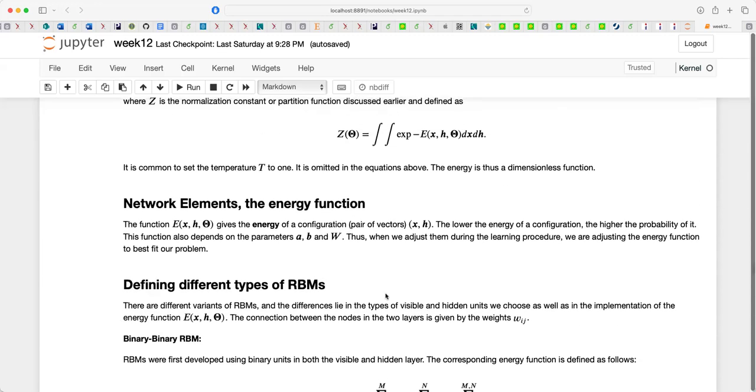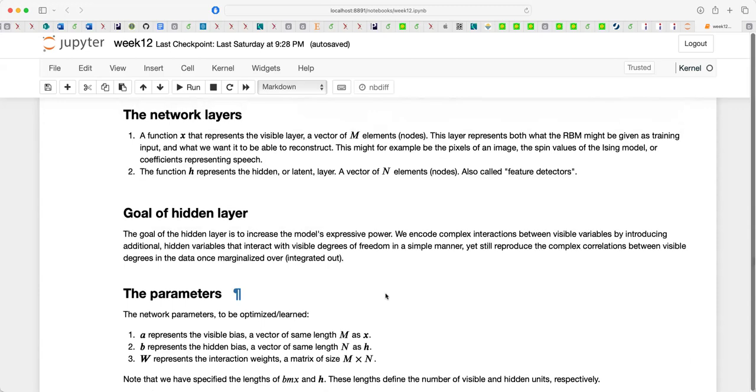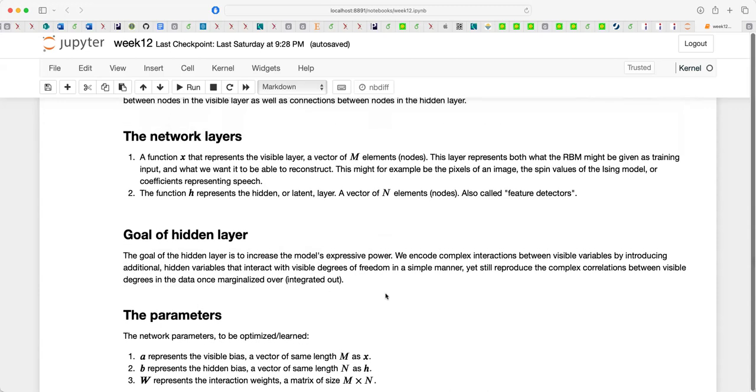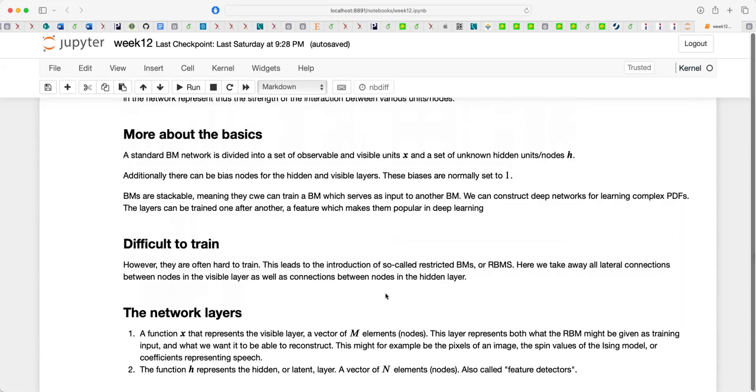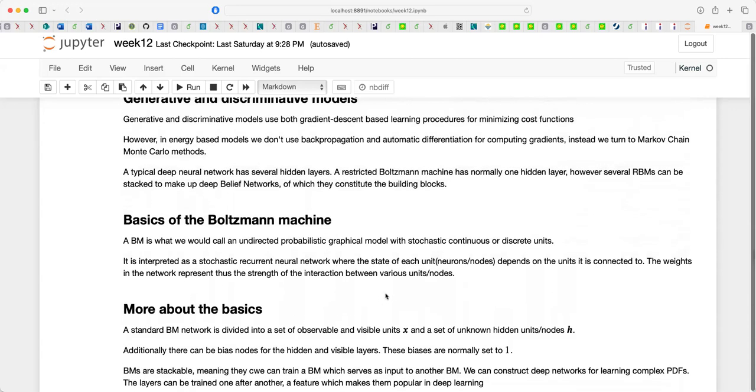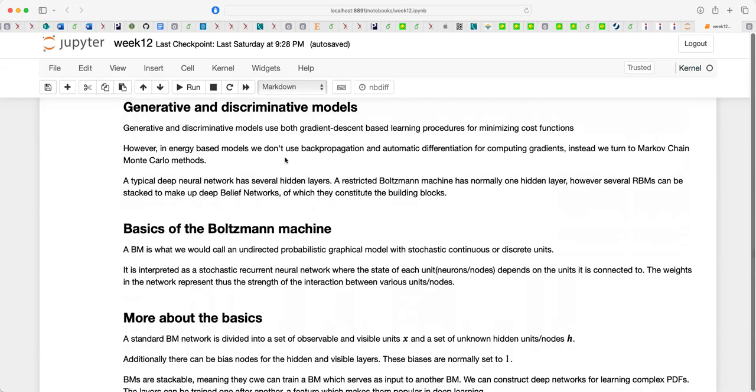I think I put in some of these wordings in the text here. Yeah, so in energy-based models, you don't use back propagation and automatic differentiation for computing gradients. Instead, you turn to Markov chain Monte Carlo methods. That is the big difference. So coming back to the question, this looks almost like stochastic gradient descent. There is a lot of commonality, but the big difference is the usage of Markov chains.